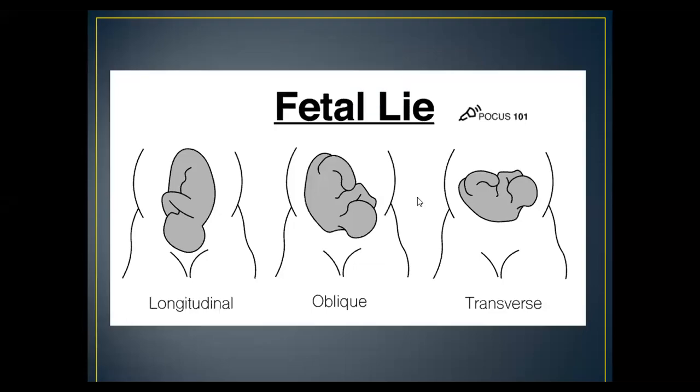Today we are speaking about important definitions in obstetrics in general, and especially in normal labor. The first definition: what is meant by fetal lie? It is the relation between the longitudinal axis of the fetus to the longitudinal axis of the mother. Either it is parallel to each other, and this is a longitudinal lie, or oblique to each other, an oblique lie, or at right angle to each other, known as a transverse lie.